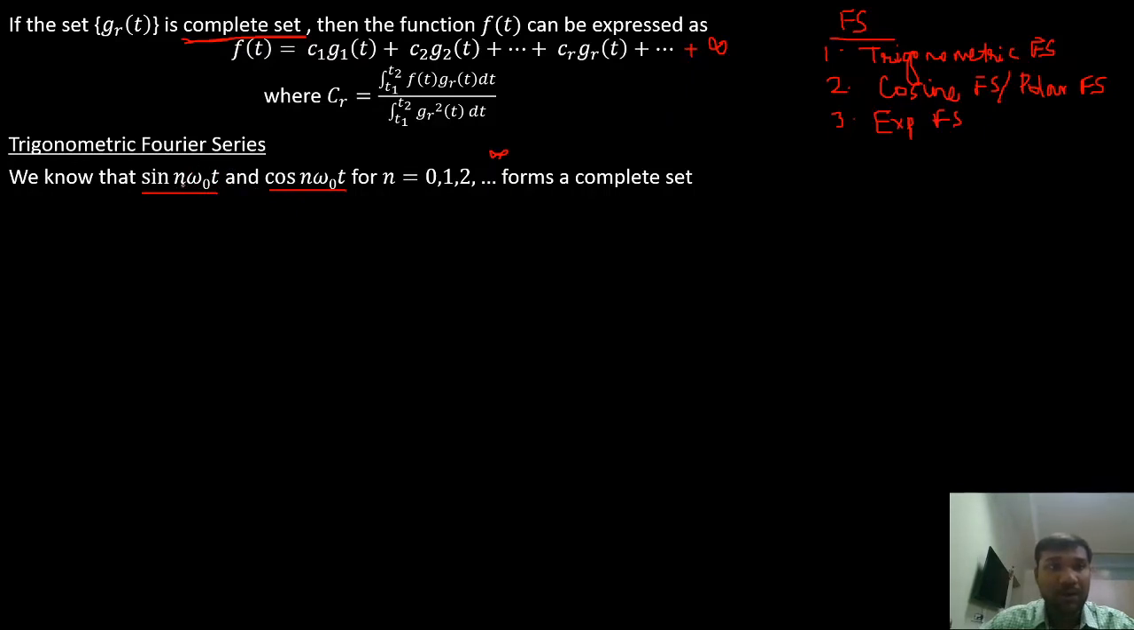Omega naught is the fundamental frequency, fundamental angular frequency. So we are considering all harmonics of sine as well as all harmonics of cos. Each and every signal is orthogonal to each and every signal in the set, right? So this forms a complete set. So if I can write f of t in terms of all this complete set, what can I write?